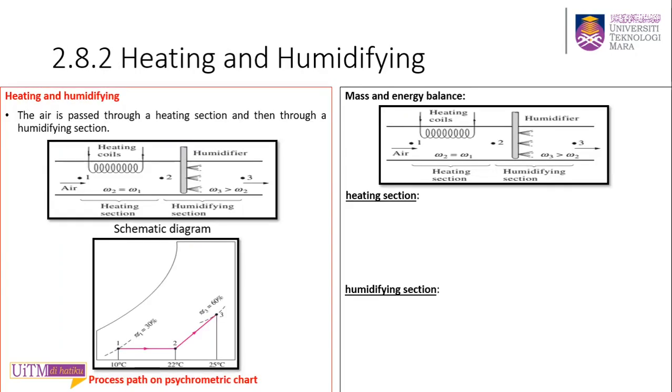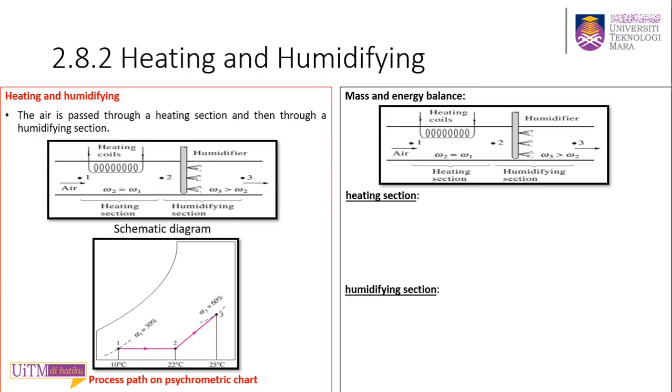Now, as the name suggests, the third process involves a combination of heating and humidifying processes. Sometimes air needs to be humidified after a heating process in order to increase its humidity slightly. From the schematic diagram, we can see that the heating process takes place first, and after the heating process, water vapor in the form of steam will be sprayed by the humidifier, and as air passes through this section, it will absorb some of the moisture.